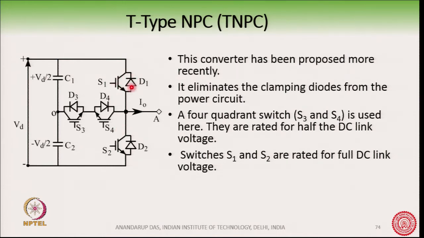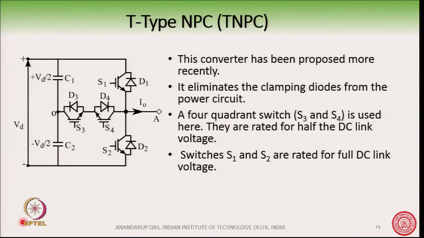So, if I turn on S1, the plus voltage will come here, and if I turn off S3, then this device will not conduct. On the other hand, if I turn on S2, then the minus voltage will come here. Therefore, we can say that this switch is a 4 quadrant switch, rated for half the DC link voltage, but switches S1 and S2 are rated for the full DC link voltage.